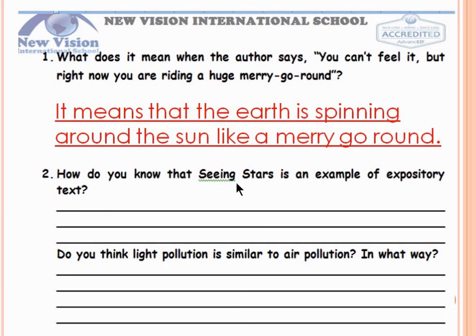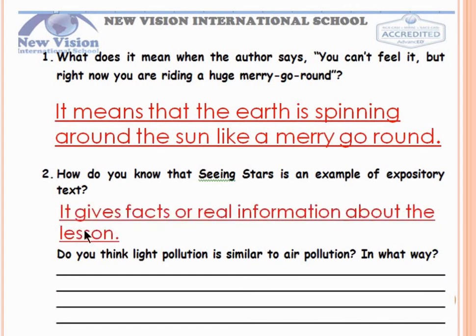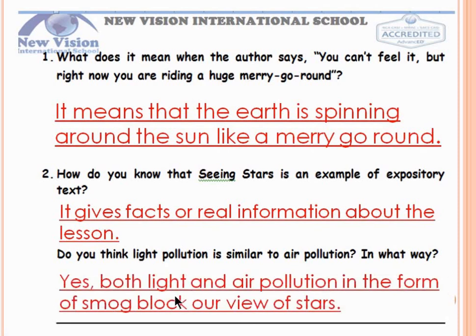Question number 2. How do you know that seeing stars is an example of expository text? Okay, because it gives facts or real information about the lesson. Question number 3. Do you think light pollution is similar to air pollution? In what way? Yes, both light and air pollution is in the form of smog, black our views of stars.